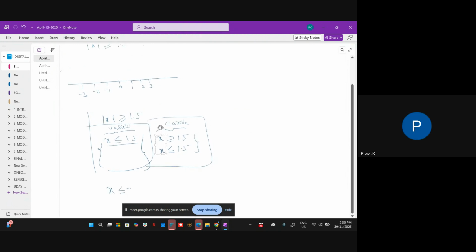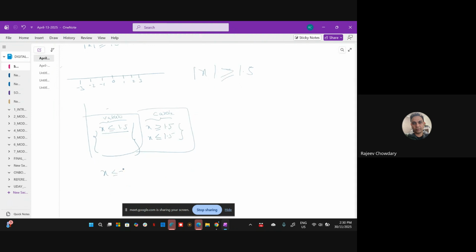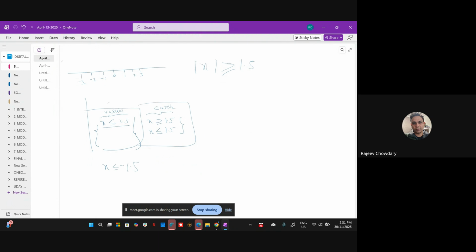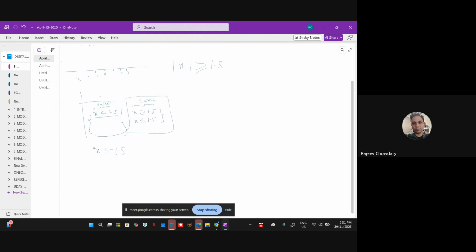So mod x is greater than or equal to 1.5. What you're saying is x is less than or equal to minus 1.5, right? Do you have any other answers or just this one? Just that one. So that is Athar's answer.